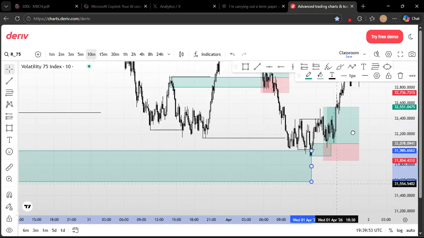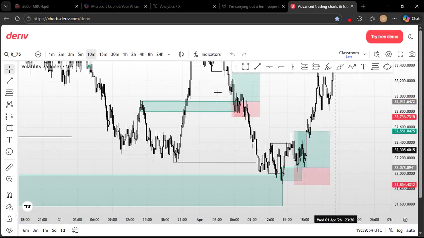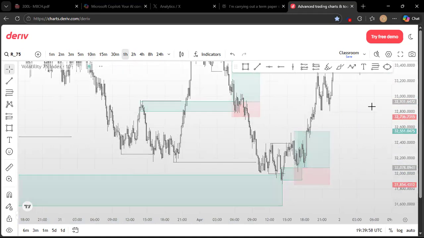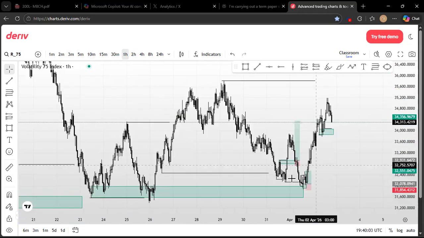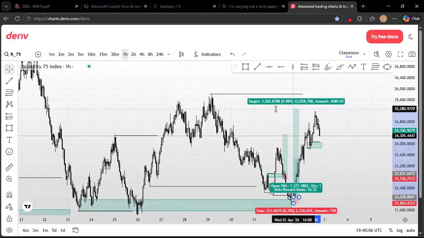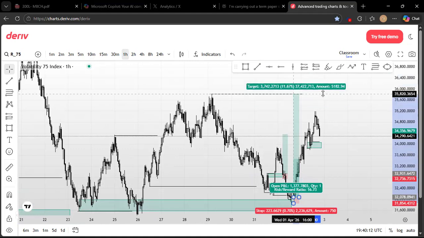Right? So at this point now, if you are the type that actually targets based on external range liquidity, you go to your 1 hour time frame, then place your target, take out all the liquidity along the line, or you place it at the overall external range liquidity.